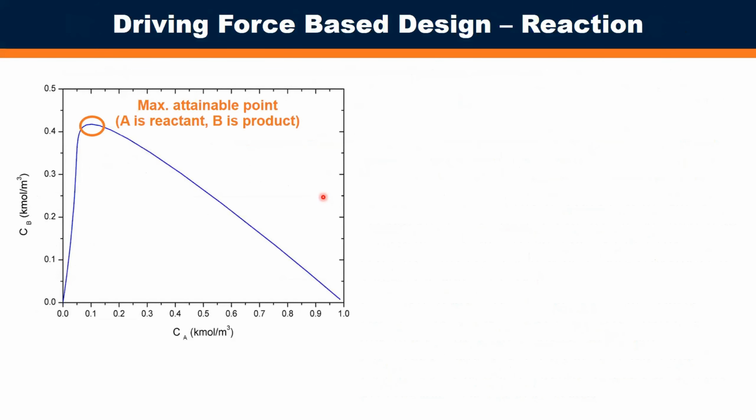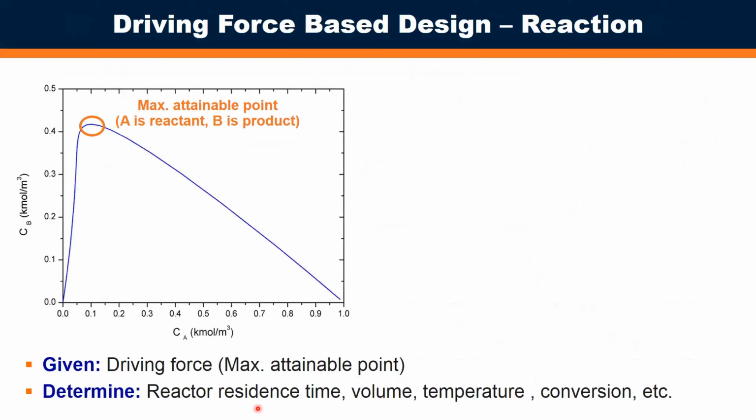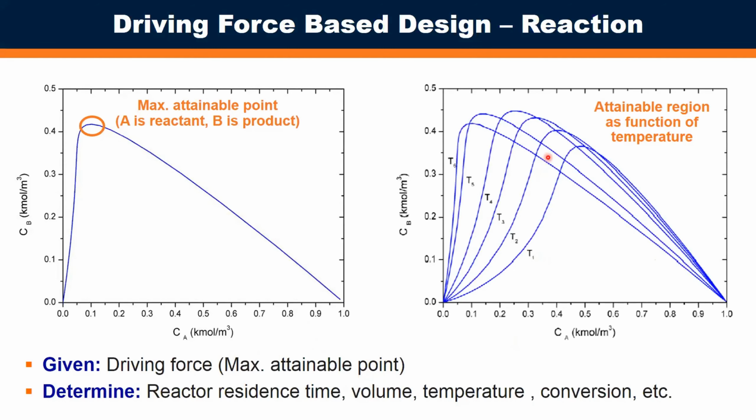So we looked at this already. What we're given is the maximum attainable points of the driving force for the reaction. And what we're going to determine are the residence time, volume, temperature, conversion, and so on. And you can plot this as a function of temperature. So each curve is for a different reactor temperature. And you'll see in this particular example that there is a maximum where the attainable region, the maximum attainable point, is the highest, and it's at one specific temperature.